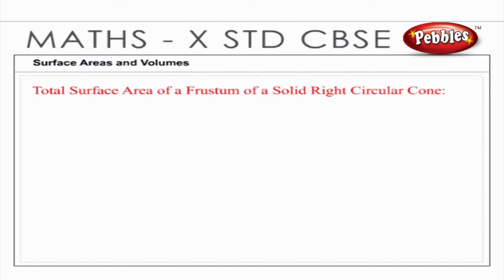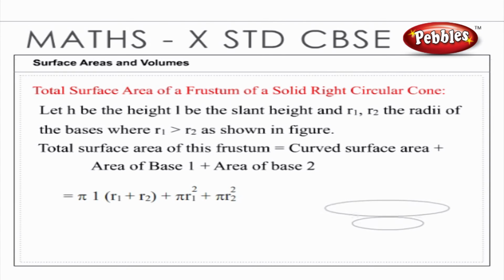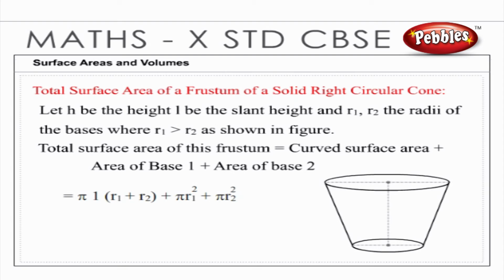Total surface area of a frustum of a solid right circular cone. Let H be the height, L be the slant height, and R1, R2 the radii of the bases, where R1 is greater than R2, as shown in the figure. Total surface area of this frustum is equal to curved surface area plus area of base 1 plus area of base 2, which is equal to pi L (R1 plus R2) the whole plus pi R1 squared plus pi R2 squared.